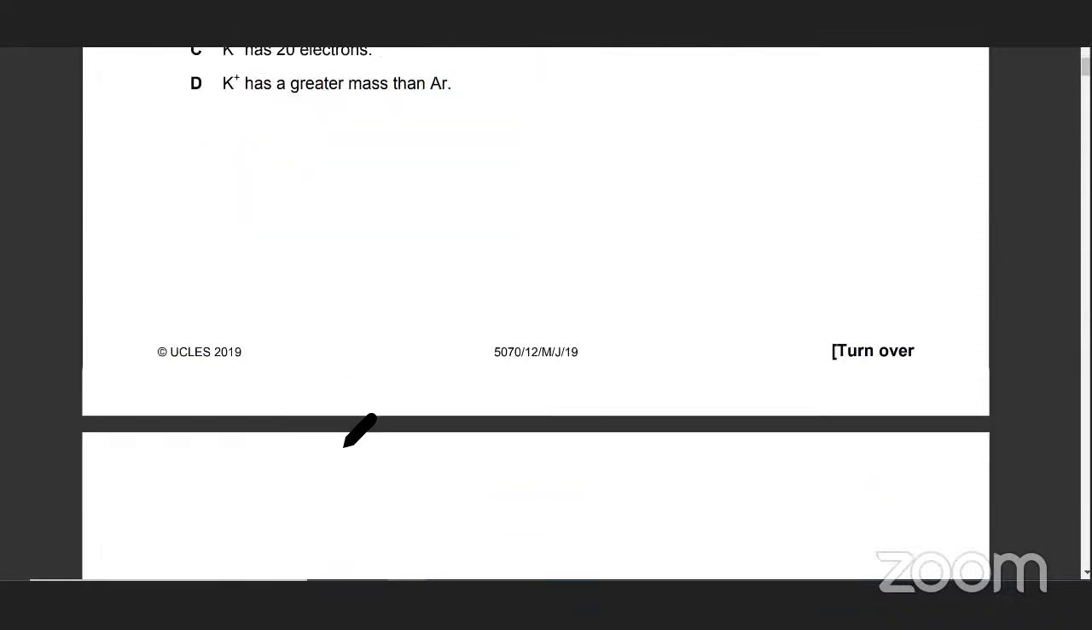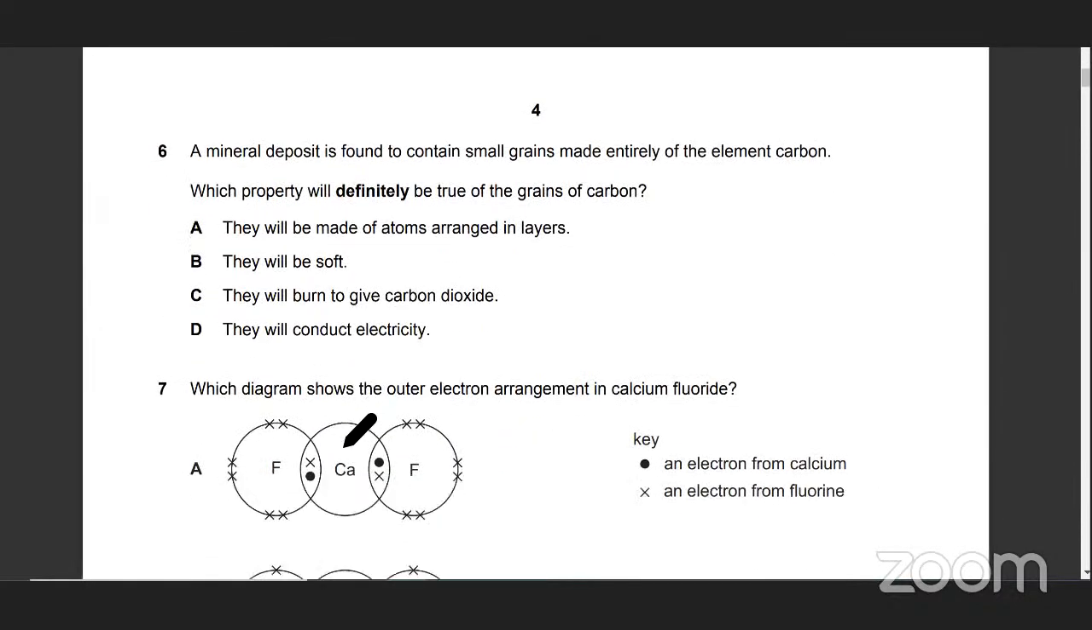Okay. The next one, question number 6. A mineral deposit is found to contain small grains made entirely of the element carbon. Which property will definitely be true of the grains of carbon? So there's a mineral and it contains carbon, only carbon, I think. So they will be made of atoms arranged in layers. Okay, they'll be made up, so he's talking about the grains. So that they will be soft. So which property will definitely be true?